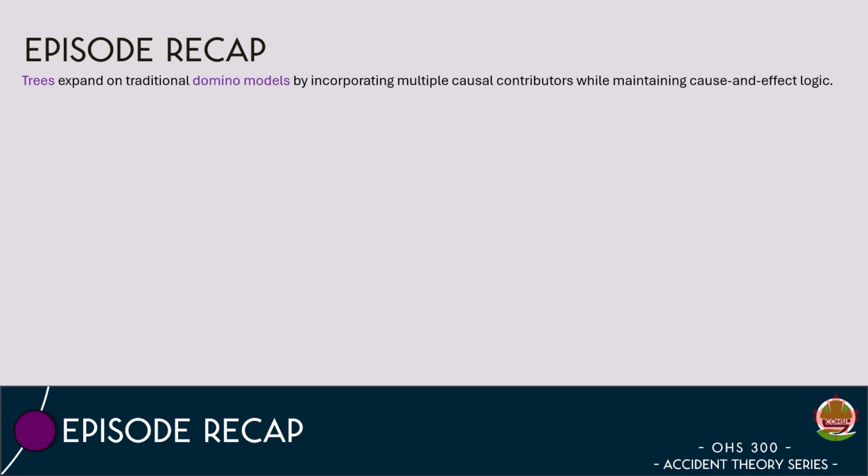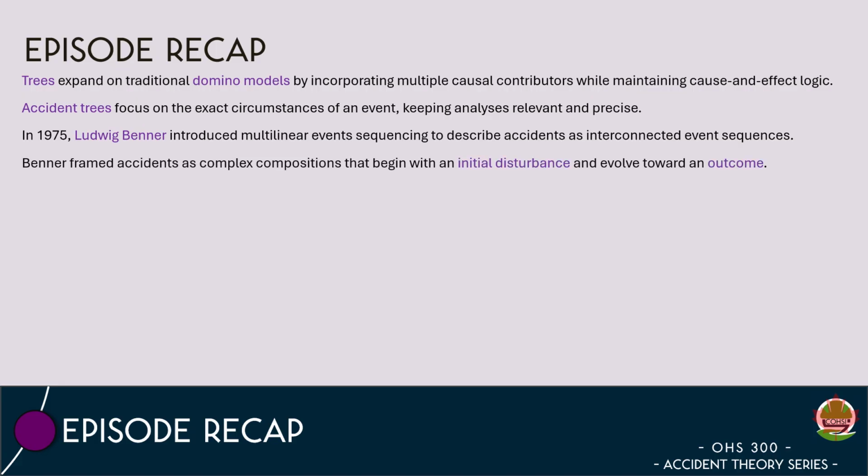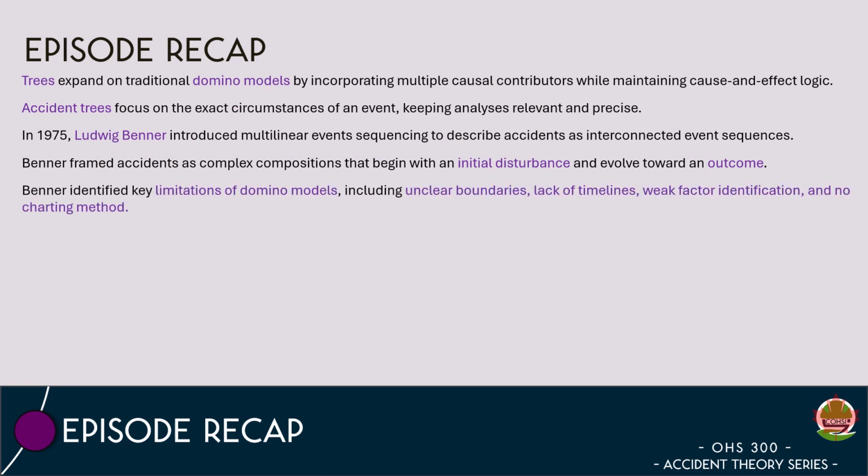Trees expand on traditional domino models by incorporating multiple causal contributors while maintaining cause and effect logic. Accident trees focus on the exact circumstances of an event, keeping analyses relevant and precise. In 1975, Ludwig Benner introduced multilinear events sequencing to describe accidents as interconnected event sequences. Benner framed accidents as complex compositions that begin with an initial disturbance and evolve toward an outcome. Benner identified key limitations of domino models, including unclear boundaries, lack of timelines, weak factor identification, and no charting method.